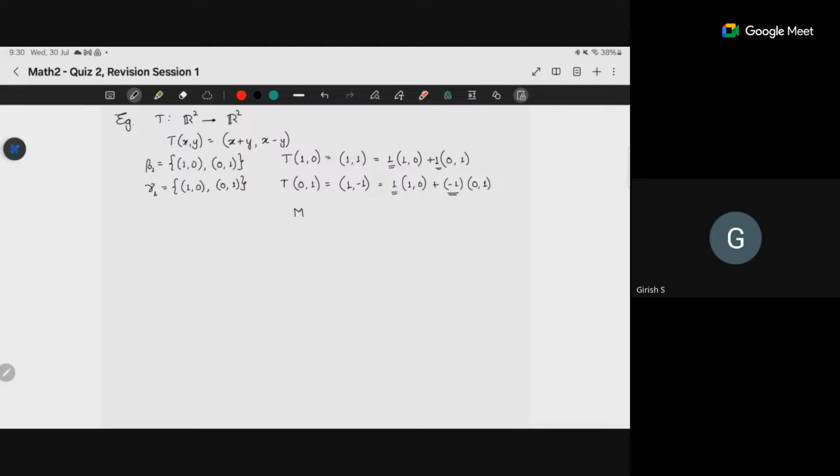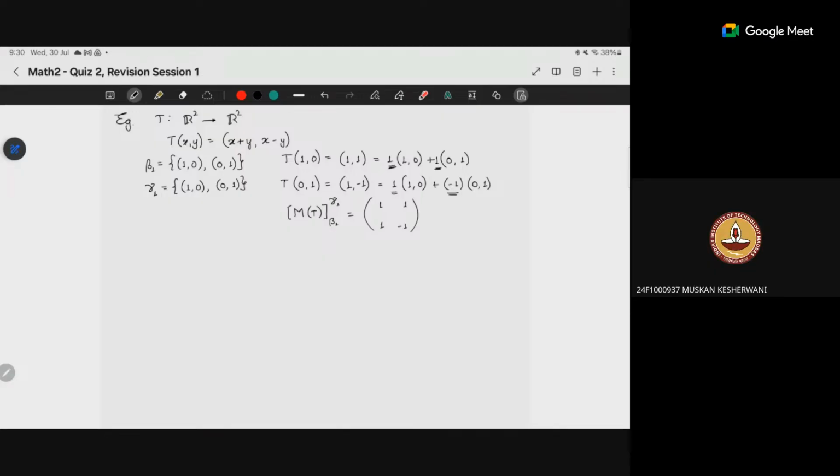So the matrix of T. Now this is not a notation that is used by the prof, so I'm just doing this to emphasize that I'm using the matrix of the transformation T with respect to the basis beta 1 and gamma 1. The first column will be the coefficients of the image of the first basis vector. In this case, it is 1 and 1. What is the second column? That will be 1 and minus 1.